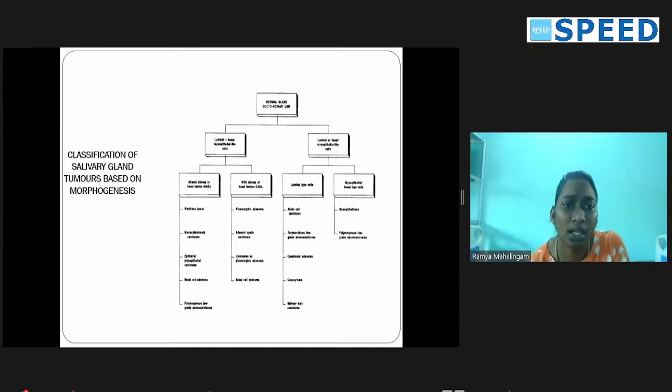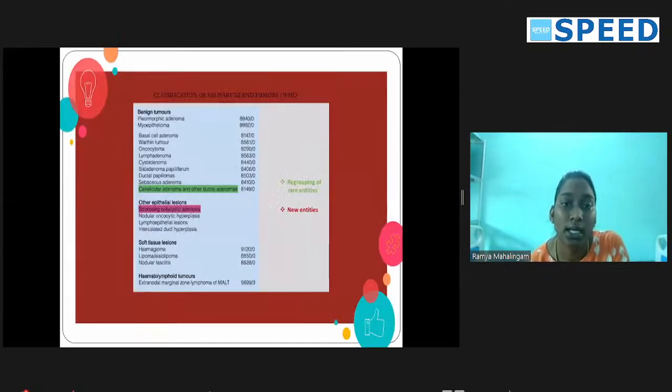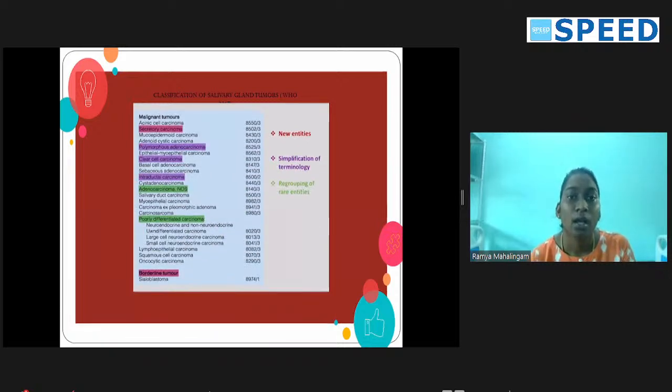So, classification of salivary gland tumors based on morphogenesis. Then these are the classifications of the benign and malignant tumors. You have to look into the WHO classification for any lesion. So when it is concerned with the salivary gland also, you should first know about the recent WHO classification, wherein some entities have been added.